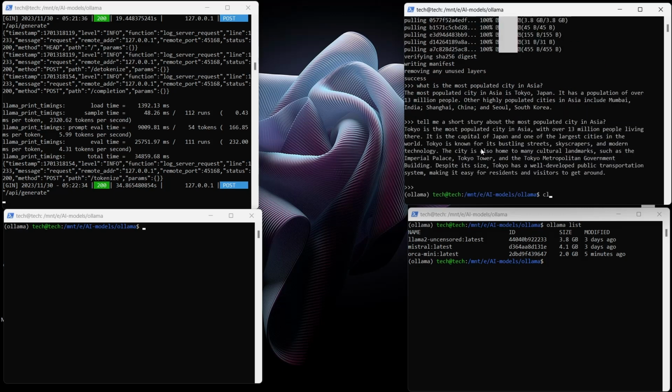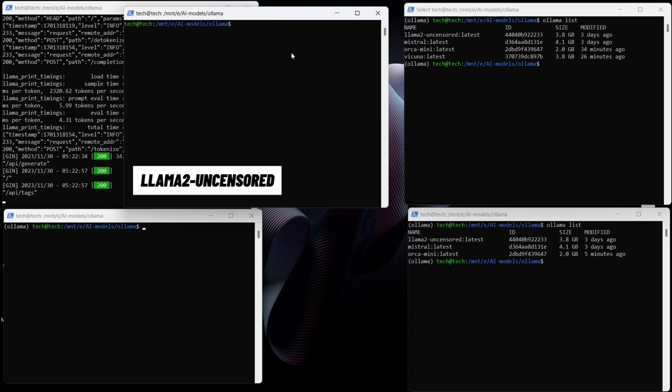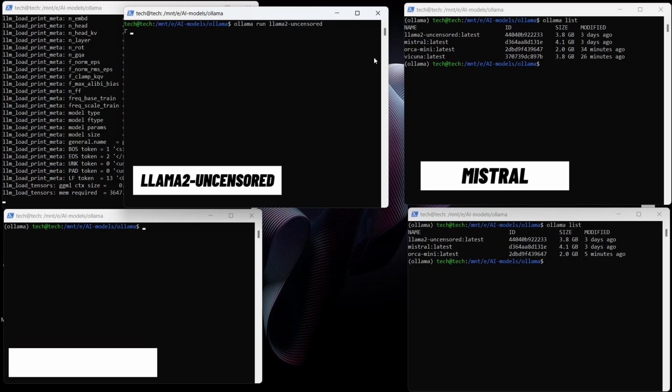Okay, so we got our model here. So here is another terminal, and we're going to run Llama 2 uncensored on this terminal. On the top right, we're going to get the Vicuña model, or the Mistral model running. Yes, Mistral. So let me start running Llama 2 uncensored. On the bottom left, we're going to get the Orca Mini model running.